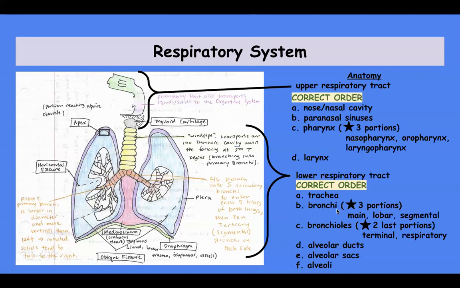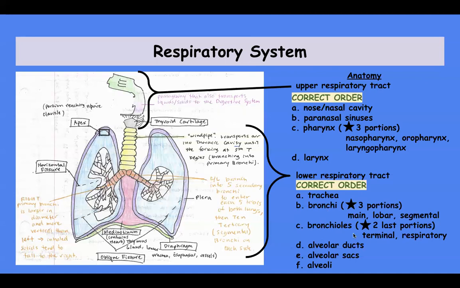So the three portions of the bronchi: we start with the main portion, and then that breaks off into the lobar bronchi, and those branch off further to form what's called segmental bronchi. When I was learning anatomy and I took the course, we referred to them as primary bronchi, secondary bronchi, and tertiary bronchi. But I believe in your lecture course, they're referred to as main, lobar, and segmental.